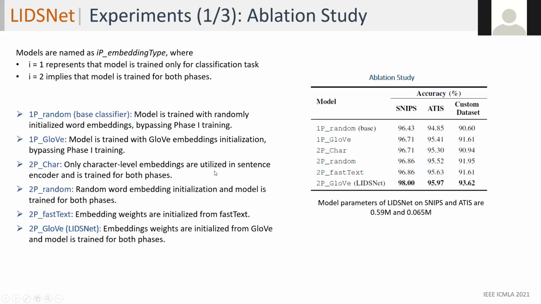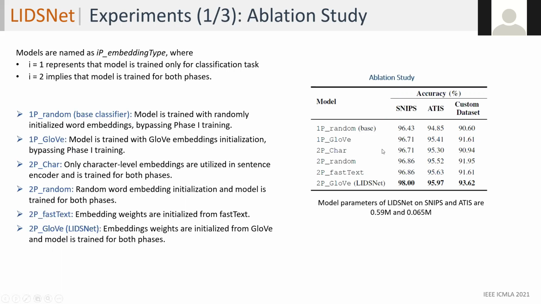So now moving to our experiments. First is the ablation study, where we investigate the effect of different architectural choices we made while preparing our architecture, and the results are presented in the table shown. We can see six different variants, in which first is 1p random, which is the base classifier. Then 1p glove, in which we only use the classification phase along with the pre-trained glove embeddings. 2p char, in which only the character embeddings are used. 2p random, in which no pre-trained embeddings are being used. 2p fastext with the fasttext embeddings, and 2p glove, which is the final model, which we call LIDSNet, trained in two phases along with glove pre-trained embeddings.